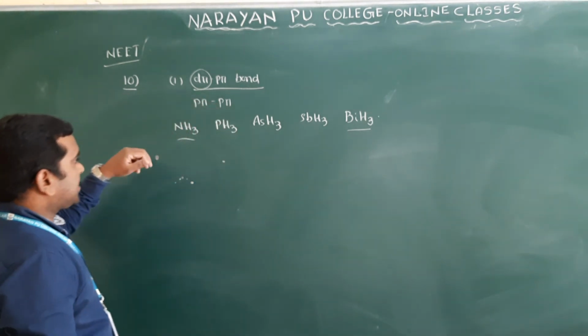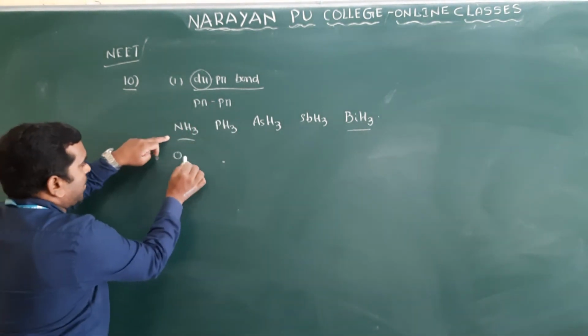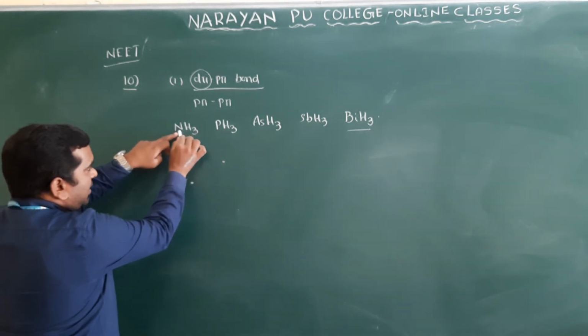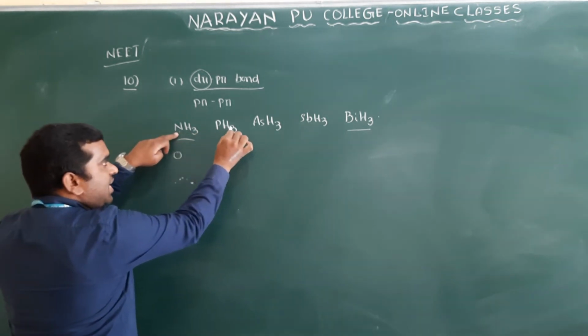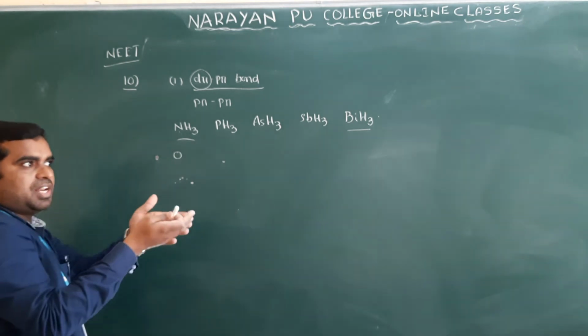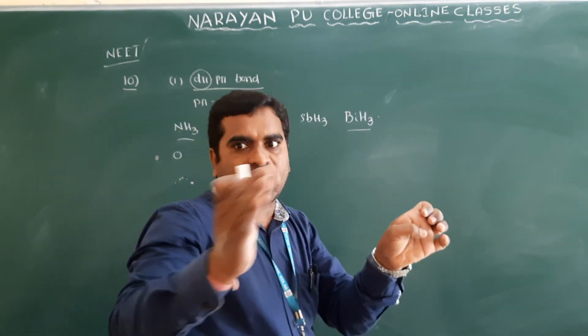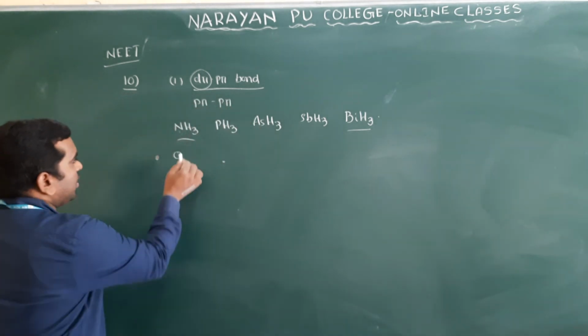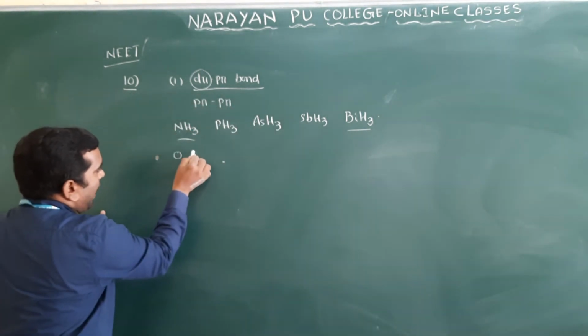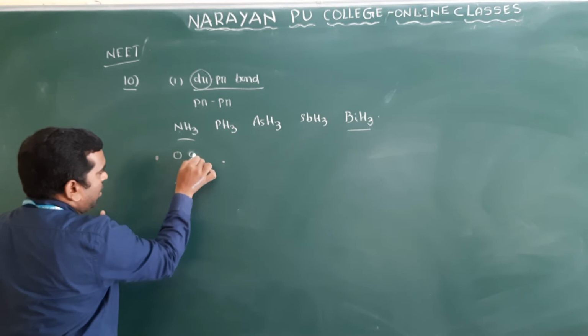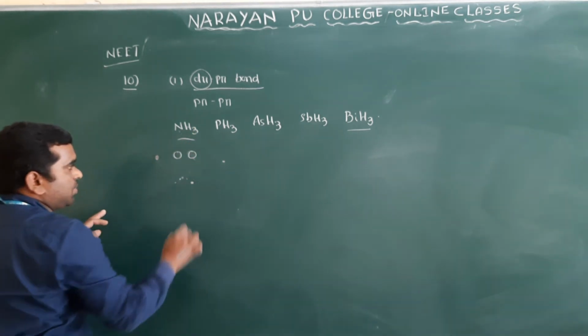Clear? Now, in this case, nitrogen is small, because we have to see the stability, meaning the N–H bonds and P–H bonds, the bond strength of the central element and hydrogen. Clear? So here nitrogen is small and hydrogen is also small.